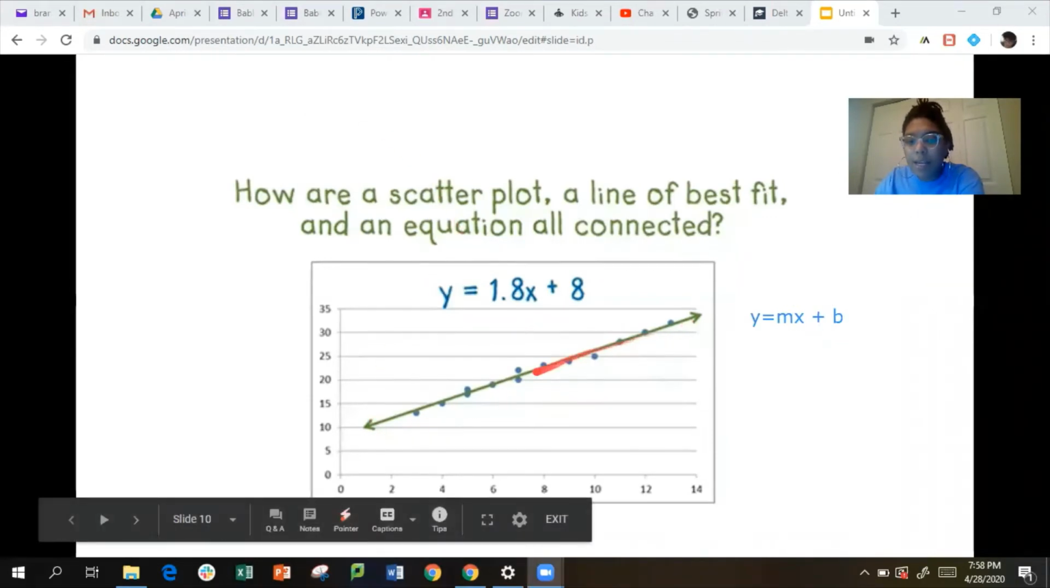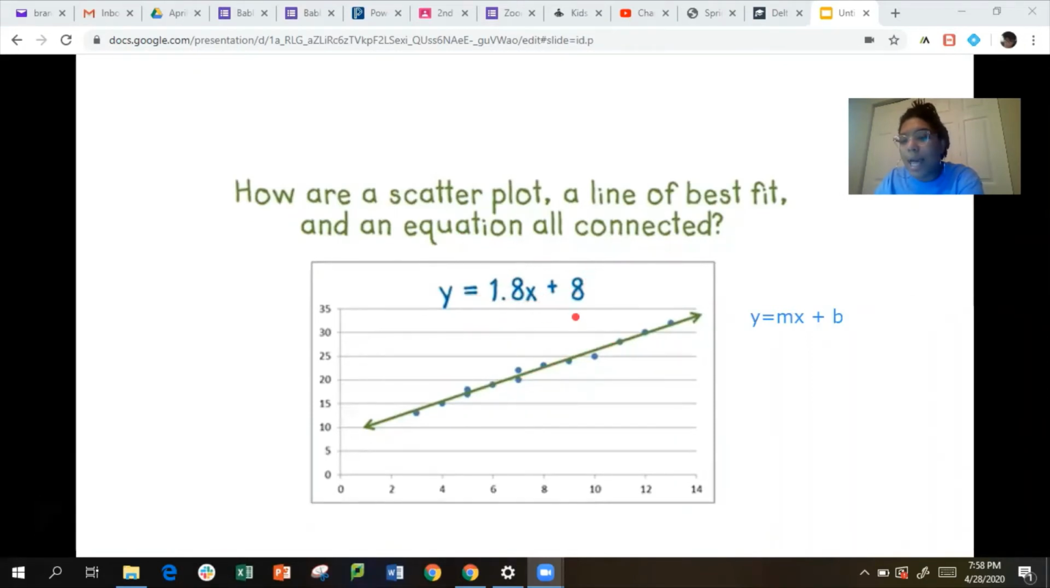All right. So when you look at this graph here, it already shows you the line of best fit. It gives you the scatter points, and it already gives you what that line looks like. But how did they find that line? So we know that this y equals 1.8x plus 8 is y equals mx plus b, just in that form.